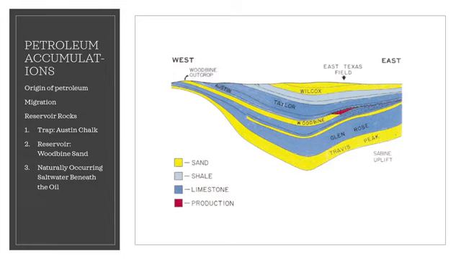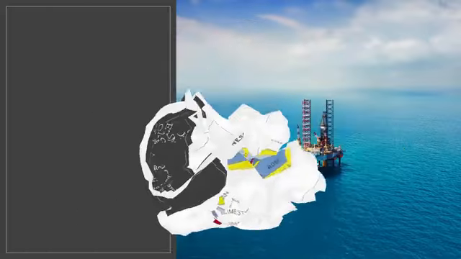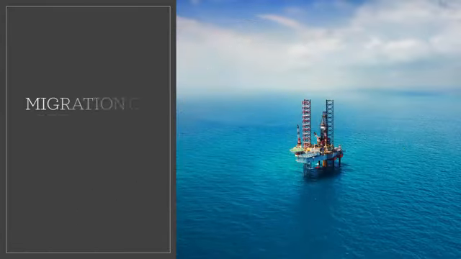Petroleum accumulations. Origin of petroleum. Migration of petroleum. Petroleum reservoir rocks. The East Texas trap is the Austin Chalk Reservoir. Woodbine sand. Naturally occurring salt water beneath the oil. Migration of petroleum.